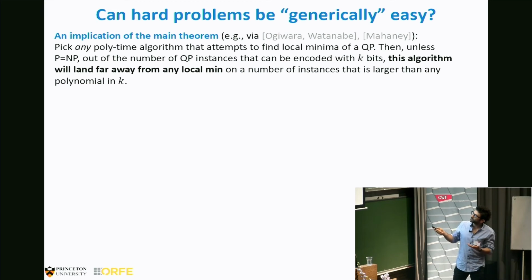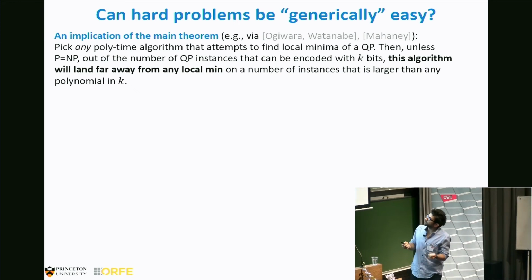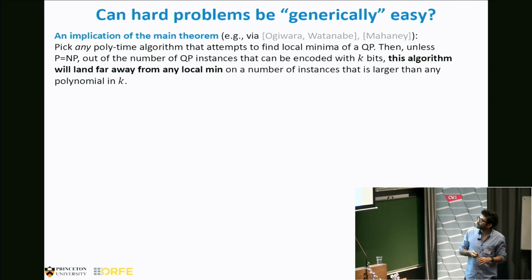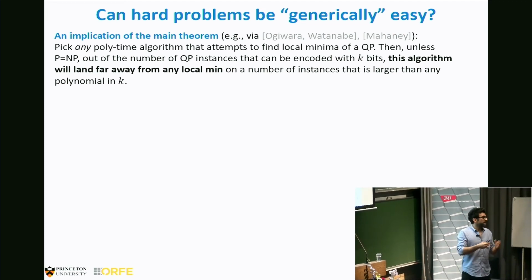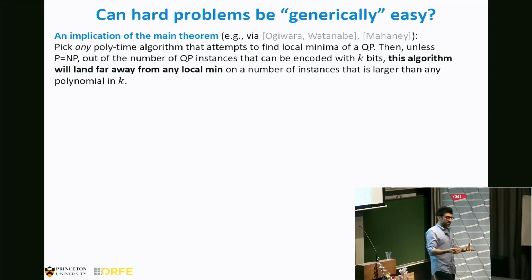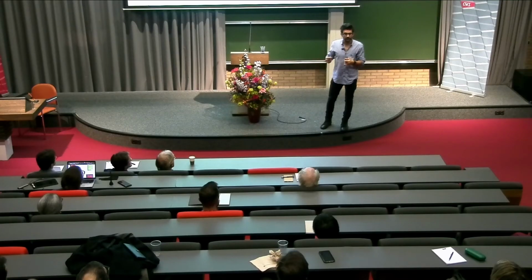Then let me just say what this implies for this problem. An implication of this result plus these other theorems is that if you pick any polytime algorithm which attempts to find the local min of a quadratic program, so let's say the gradient descent algorithm with projection to the polytope, or some sort of semi-definite relaxation, any algorithm, as long as it runs in polytime. Now out of all the instances that I can write down with k bits, there will be 2 to the k such instances. On how many of them will this succeed and how many of them will it fail, right?